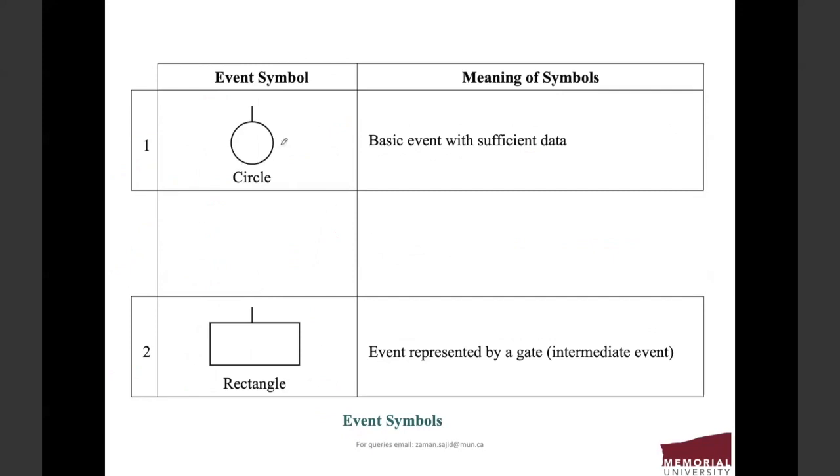The circle which I showed you indicates a basic event. So whenever you are at a basic event, you just represent that with a circle. The rectangle shows the intermediate events. The event is represented by a gate through the intermediate event. So that's why we use a rectangle to show an intermediate event.